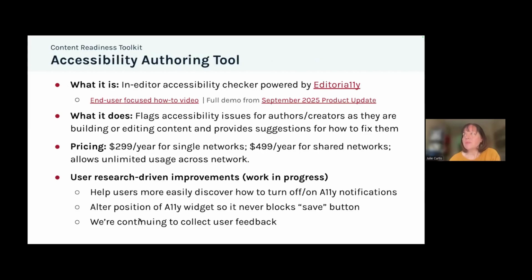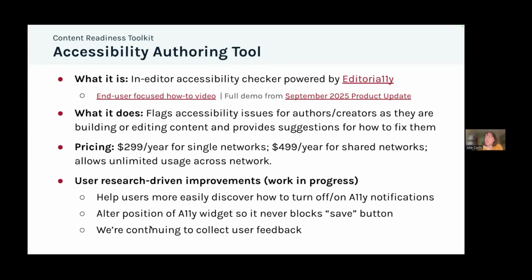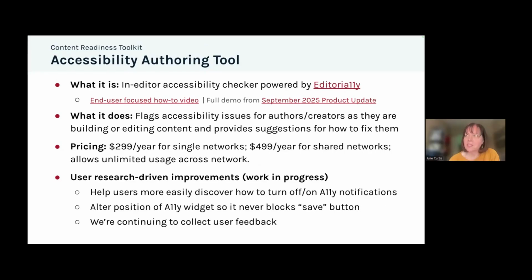So going a little bit further, the Accessibility Authoring tool is powered by Editorially. When you're in the visual editor, it flags accessibility issues. Also, if you're logged in and you're just viewing content, not even in the accessibility view, it can also flag accessibility issues. It allows the author or creator to ignore issues that they've already addressed. It also allows them to turn off those alerts if they find them distracting when they're in the build process. So there's a variety of ways that folks are using that and finding value in that.